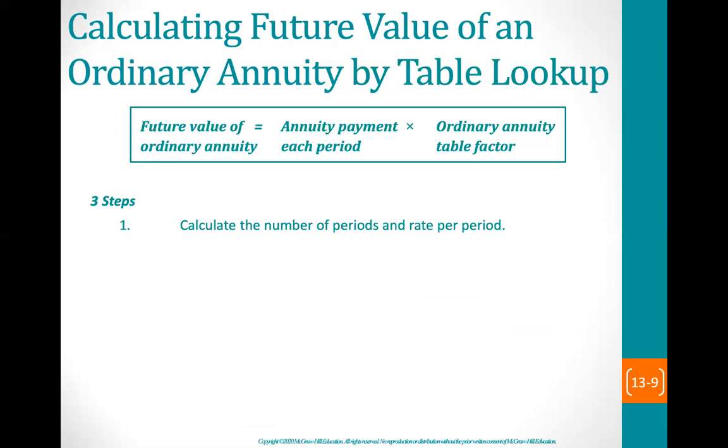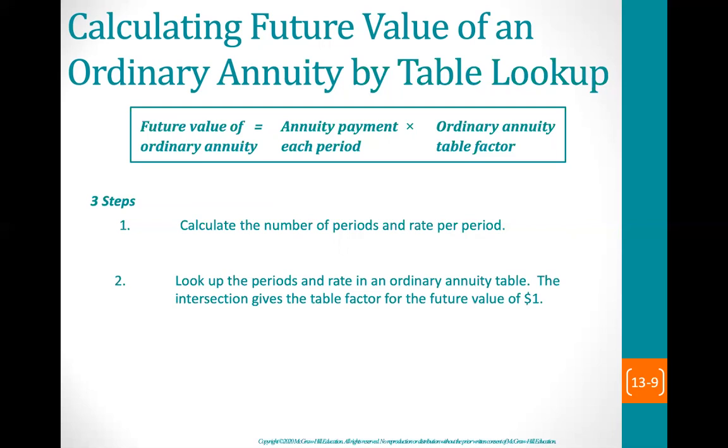So calculate the number of periods and the rate per period, just like we've been doing. If it's annually, it's once a year. If it's semi-annually, it's twice a year. Quarterly, 4 times a year. Make sure you're looking up the rate per period. If it's an 8% rate and it's compounded quarterly, then it's 2% per period.